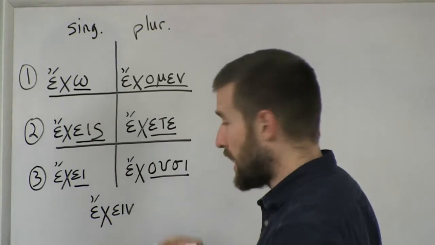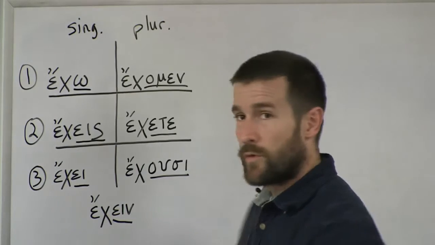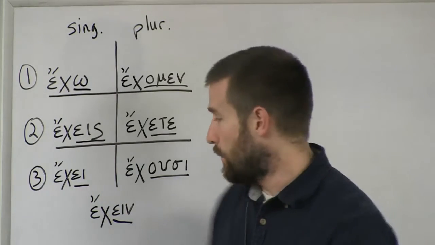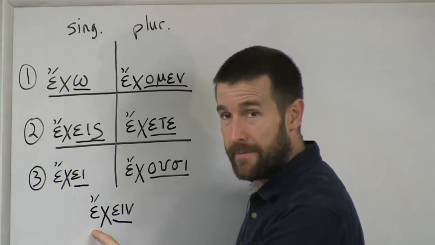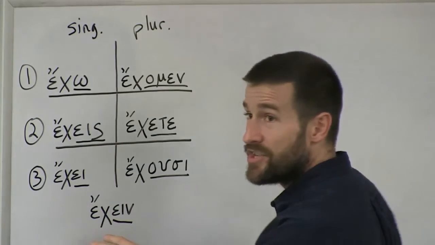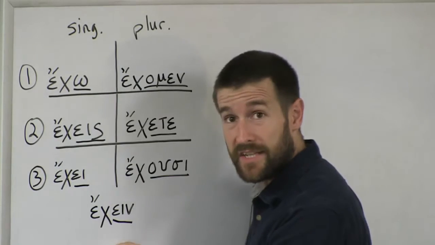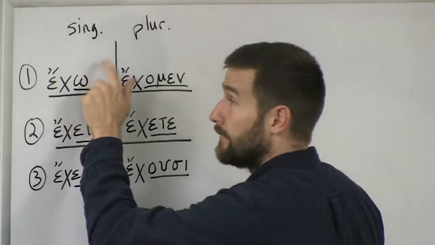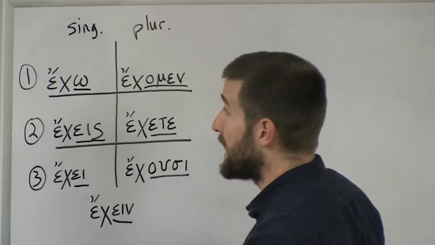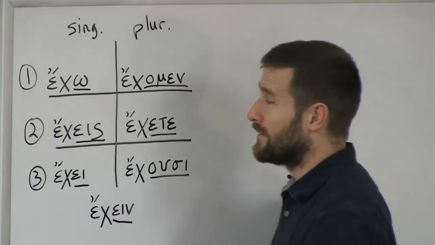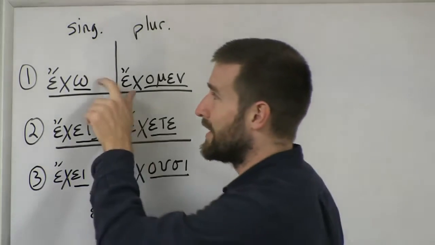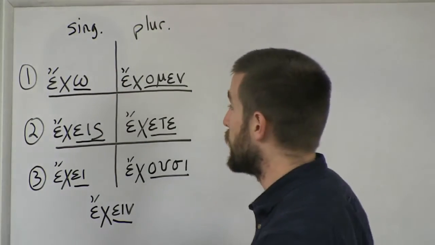Now I wrote down here at the bottom also the infinitive, which would be to have, all right, which would be echin. In English, this would be the dictionary form. In most languages, the infinitive is the dictionary form, but not in Greek. The first person singular is going to be the dictionary form, έχω, all right? So when you're learning verbs on flashcards or something, it's always going to be that first person form, okay?